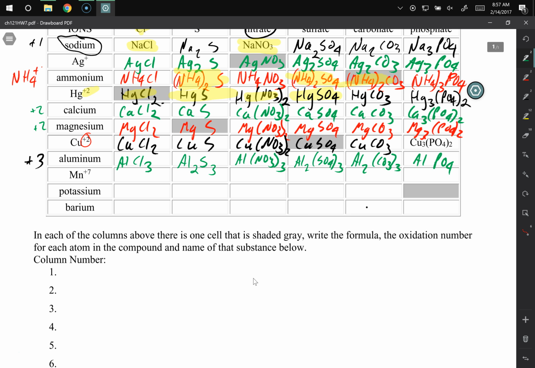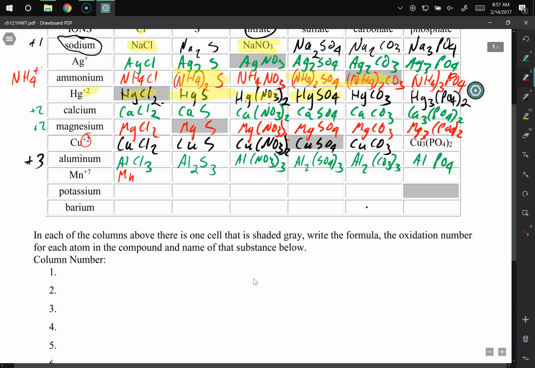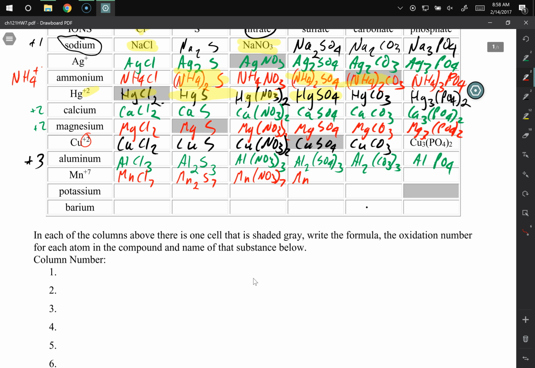How about this manganese? Mn, so how many chlorines do I need? I need 7 of them, Cl7. So 2 manganeses, and then sulfur, I need 7 of those. The manganese's charge is 7. So I need to cancel out 7 positive charges. What's the charge on the nitrate? Minus 1. So I need 7 minus 1 charges to cancel it out.